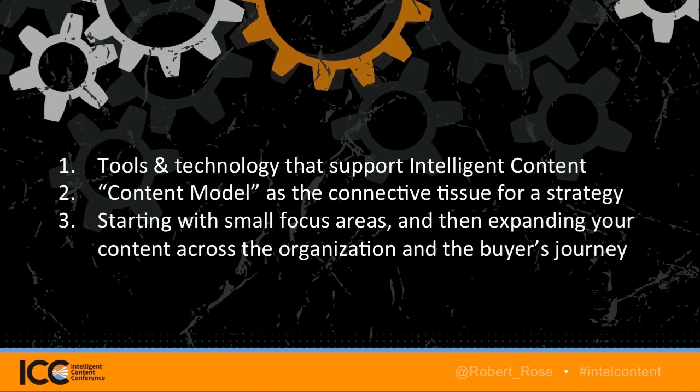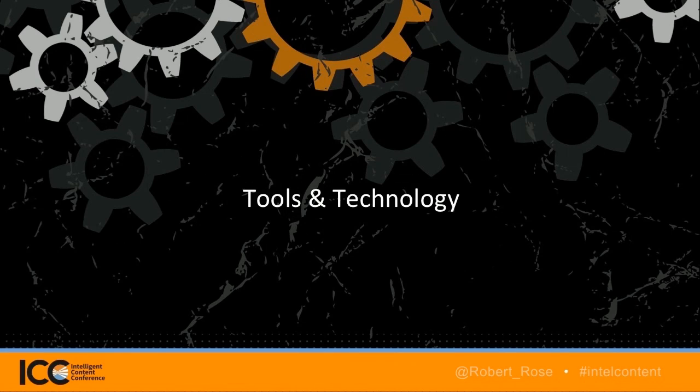With those three overriding themes, we can start to look at three takeaways for how we might develop a process that adds value to the business. One, tools and technology: how do we think about selecting tools and technology that support this idea of intelligent content? Two, the content model as the connective tissue for a strategy. And three, starting with small focus areas, starting small and iterating quickly to expand across all parts of the buyer's journey. Let's look at each of these in turn.